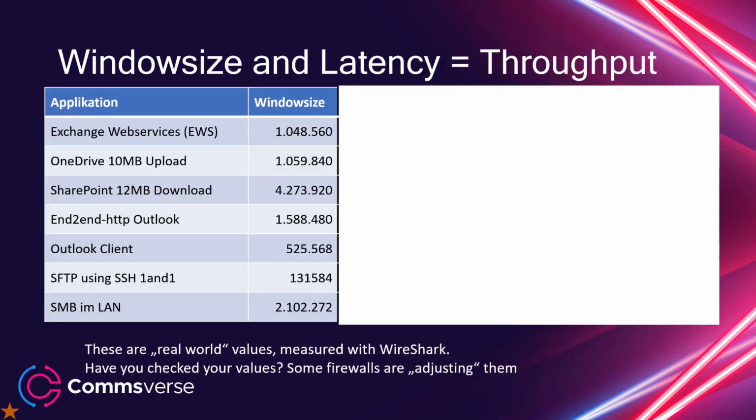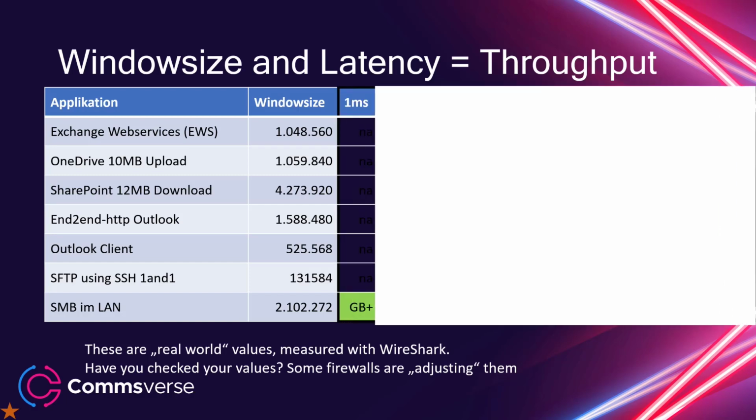And the thing is, if you look around, if you do Exchange Web Services, the window size I have seen is 1 megabyte. OneDrive uploads, SharePoint downloads, different sizes. And now think about your own network. You have Outlook in your network, you have Exchange in your network. Latency is 1 millisecond. We are in the gigabyte level. It doesn't matter. But think about 20 milliseconds.